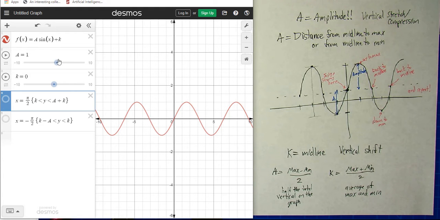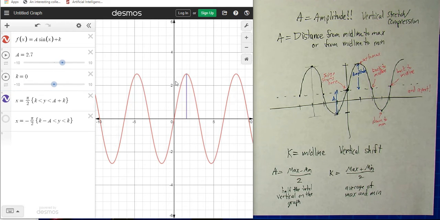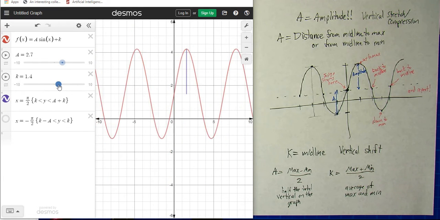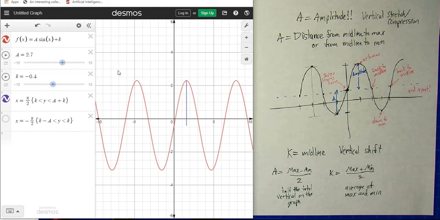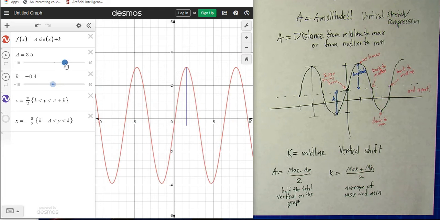The standard graph would just be sine of x, which would have an amplitude of 1 and a vertical shift of 0. And here I've drawn in, with these other little commands, total amplitude going from the midline to the maximum. You can see when I change the amplitude, this distance here increases. When I raise the midline up or down, the amplitude is still 2.7. You can see that purple distance only changes when I do this.